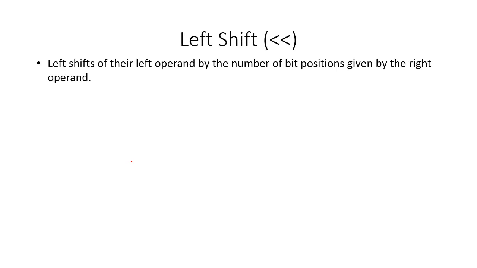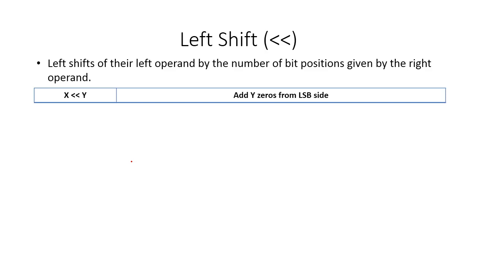Now let's move into the shift operator. You have two shift operators, left shift and right shift. The left shift adds some 0 bits from the LSB side. Like if I write an expression like x left shift by y, it will add y number of 0 bits from the LSB side. When I say LSB, that is from the right hand side. On this x, y number of bits from the MSB side will be out, and then from the LSB side, y number of zeros will be added.